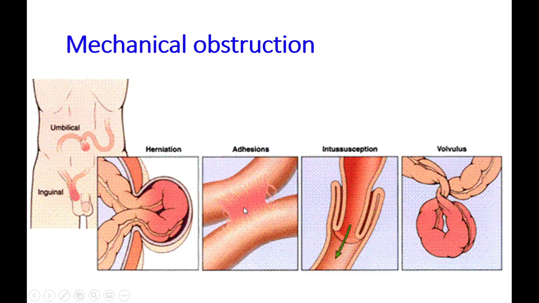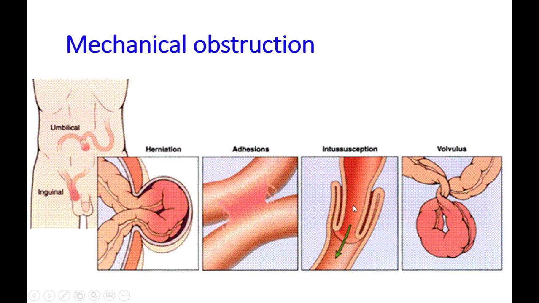Another type of mechanical obstruction is adhesion. Adhesion or ligation of two bowel loops by a thickened band related to a focus of infection or peritonitis with complicating fibrosis. This will result in kinking of the bowel loops and obstruction of the lumen.